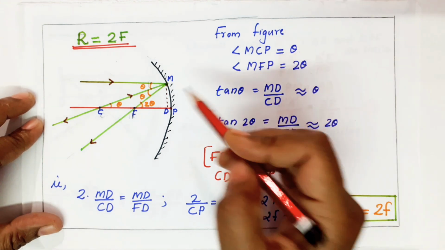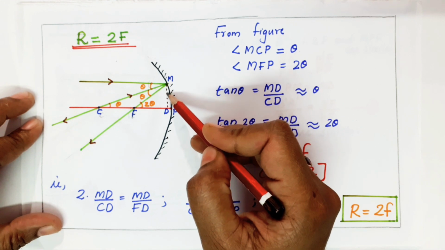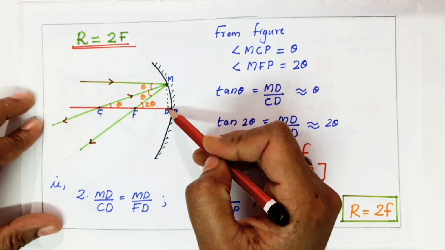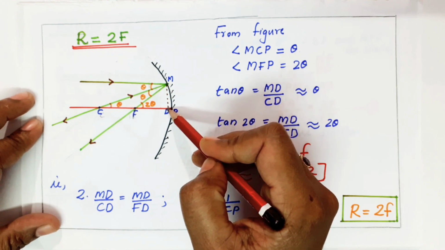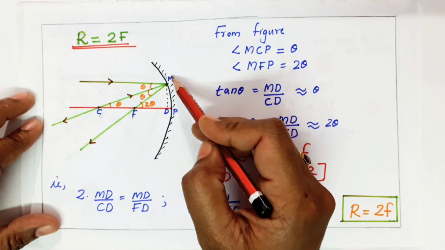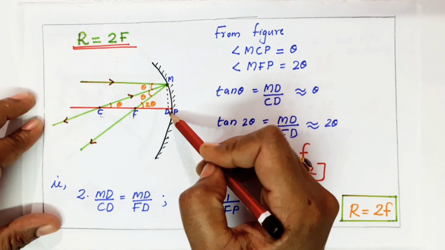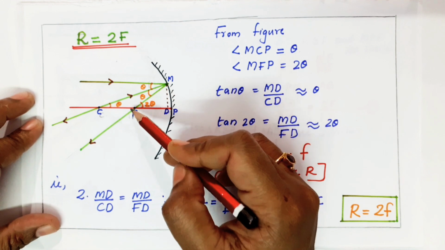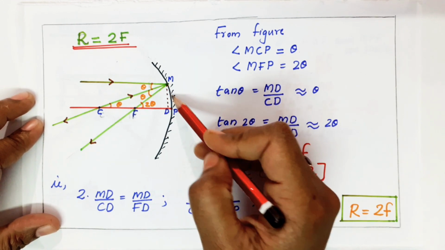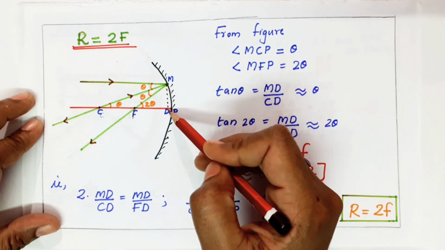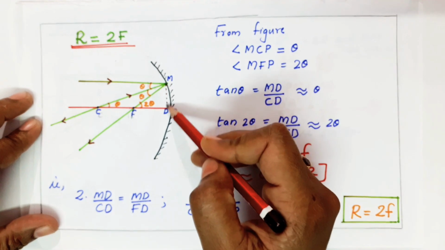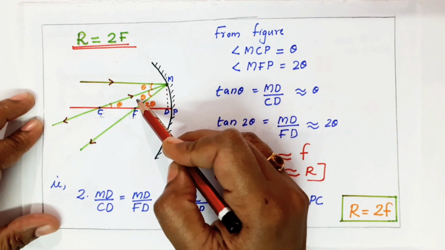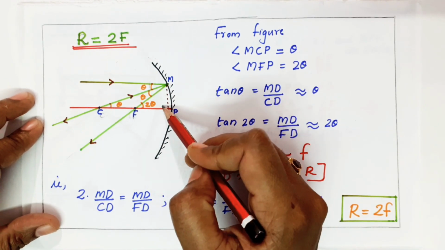After that, from M you draw a perpendicular. Then consider two right angle triangles, MCD and MFD. As this part has little spherical, curved nature, we are just drawing a perpendicular. So these two are our right triangles.